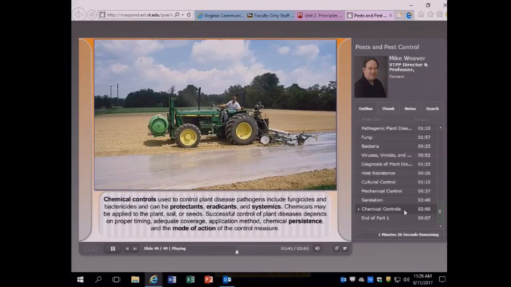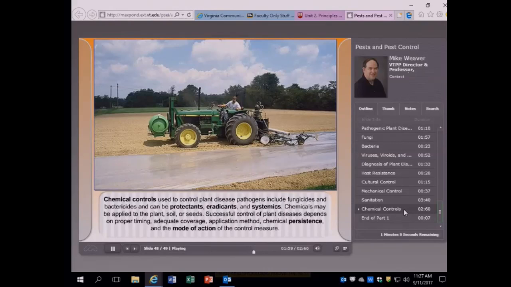Often we're getting more chemicals out there, and one of the areas is something called eradicants, and they're less common, but they can be applied after infection has occurred. They act on contact by killing the organism or by preventing its further growth and reproduction.